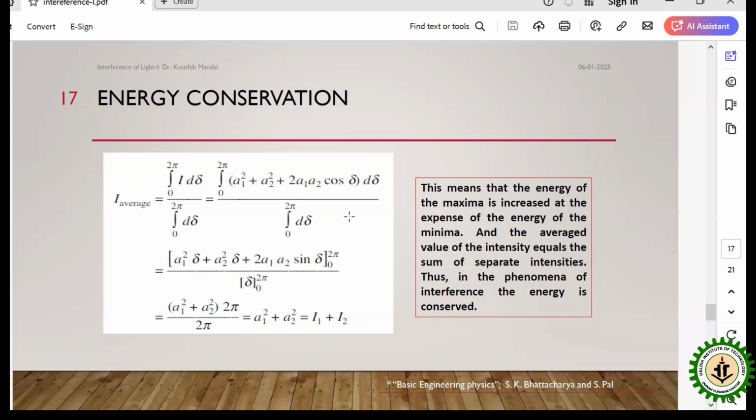So what does it mean? This means that the energy of the maxima is increased at the expense of the energy of the minima. Whatever energy is reduced at the minimum position is transferred to the maximum intensity point. That is why you periodically get the lowest intensity points and the maximum intensity points. So there is no loss of energy. Energy is conserved.